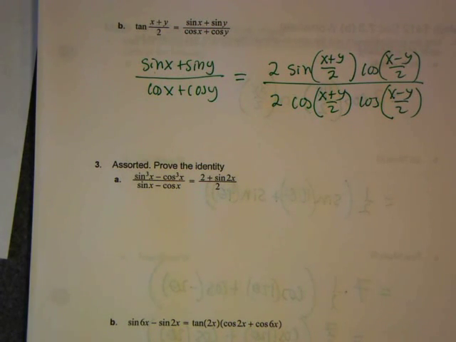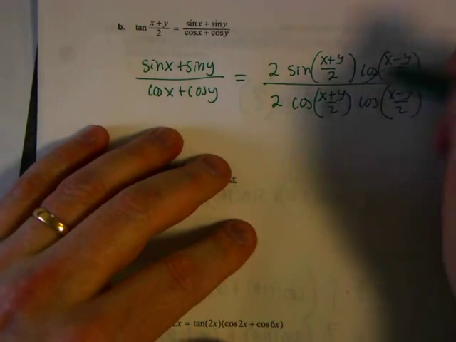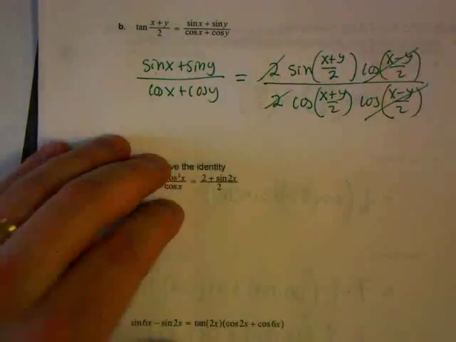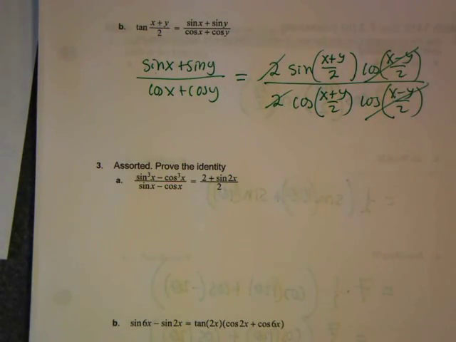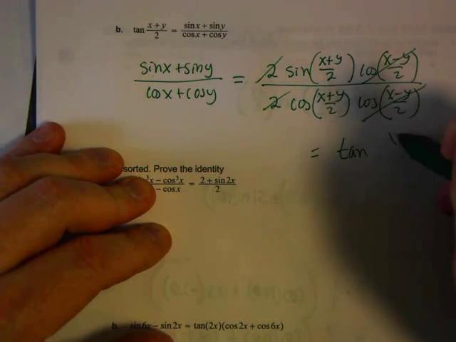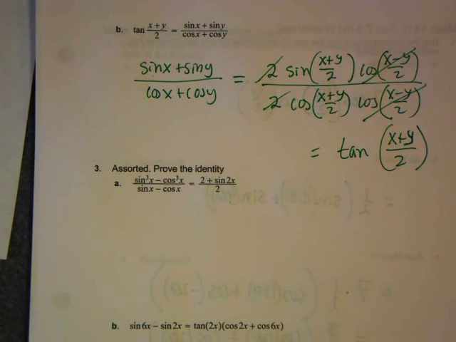That almost looks worse. Almost looks like we made it messier. But I think it's better. Why is it better? The cosines reduce. Cosine divided by cosine is 1. And the 2's. What's left? And sine over cosine is? Tangent. So what do we have left? We have tangent of x plus y over 2, which is exactly what we wanted.